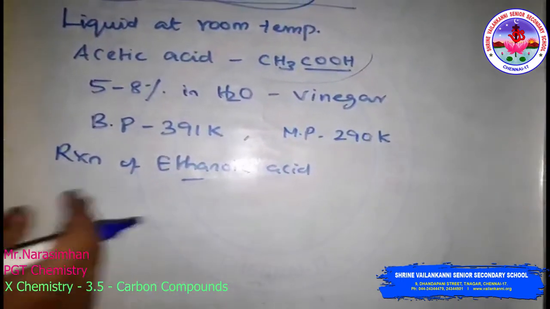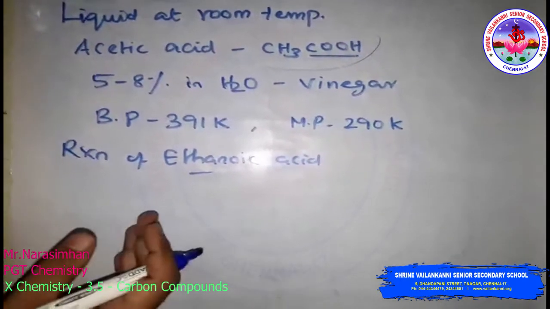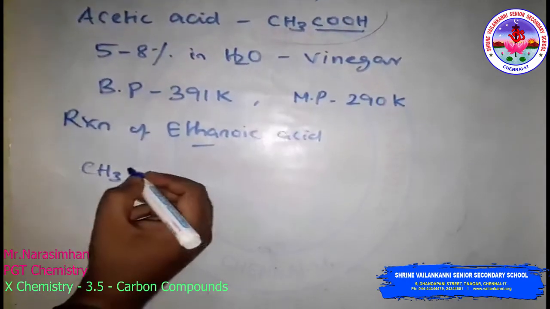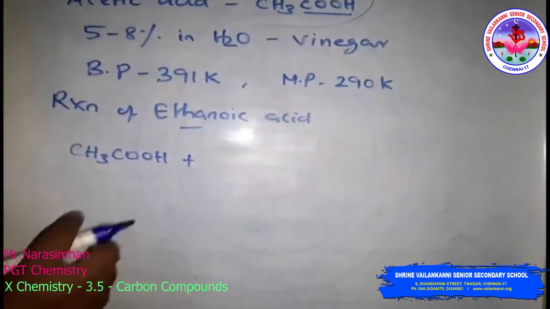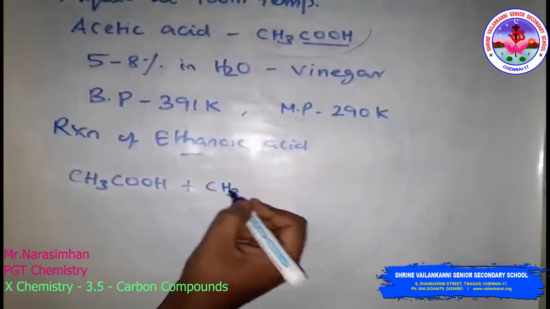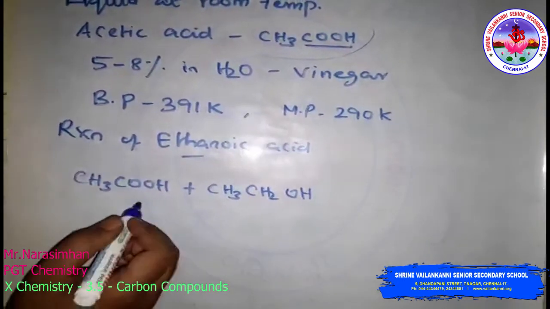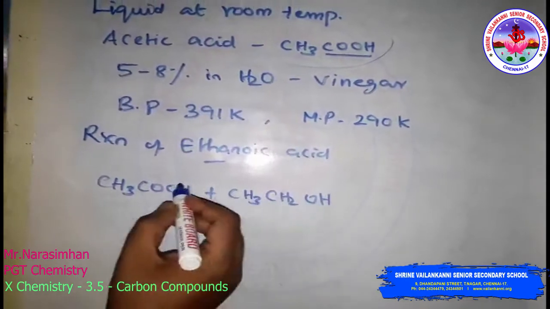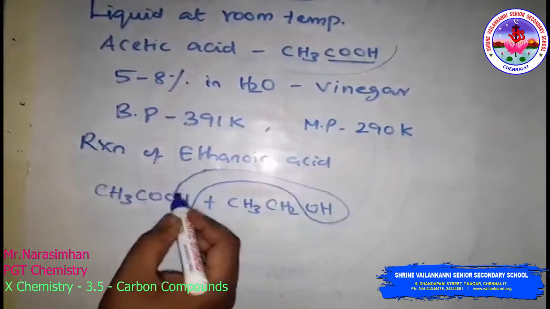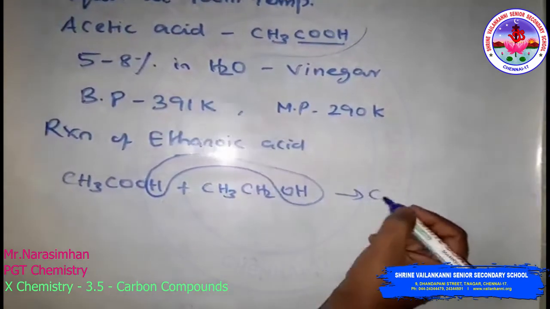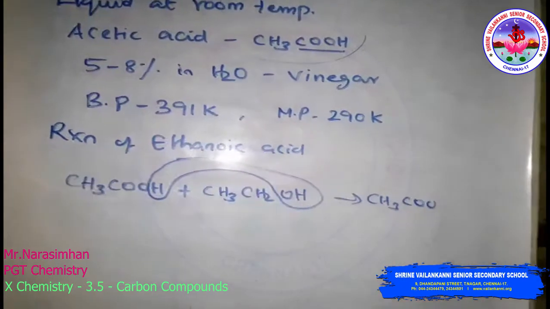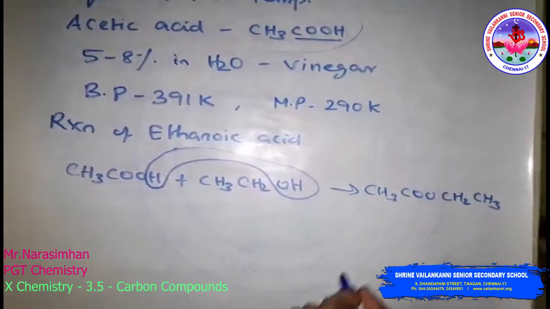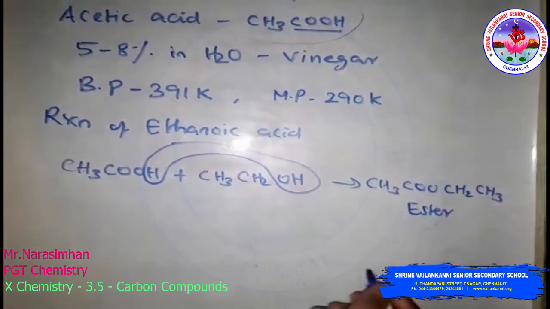Ethanoic acid reacts with alcohol to form an ester. That is an esterification reaction. Simply, CH3COOH reacts with CH3CH2OH. This is a carboxylic acid reacting with alcohol. What happens is the removal of a water molecule. The remaining compound is CH3COOCH2CH3. This is simply called ester.